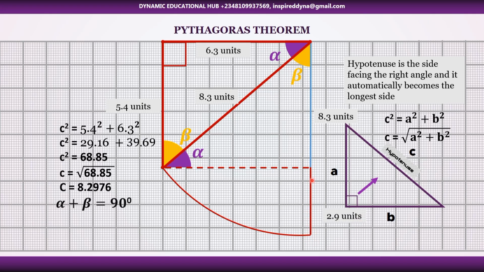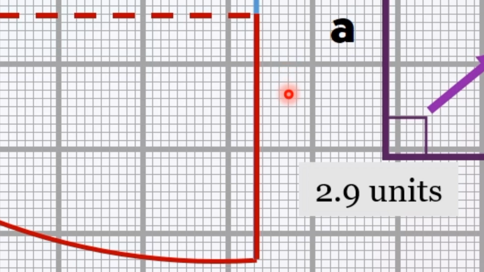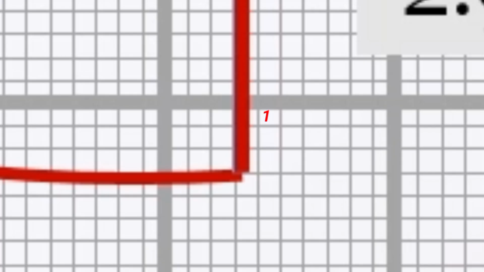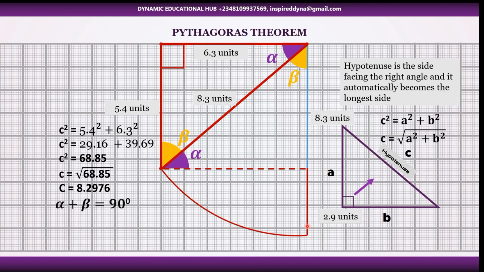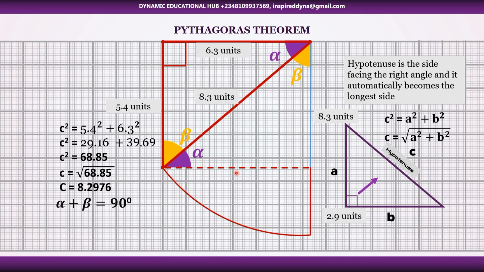So let's measure our length. This length is 2.9. Let's count it. Why is it 2.9? We have a box here, 1. This one is 2. Now let's count the remaining subdivisions. We have 1, 2, 3, 4, 5, 6 here, and we have 1, 2, 3 here. So 6 plus 3, 9. So this length is 2.9. This one we've known before as 6.3. So we want to find this length.